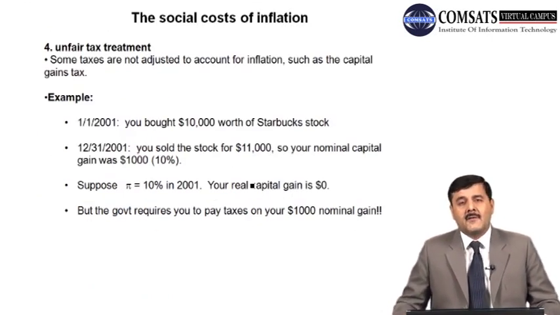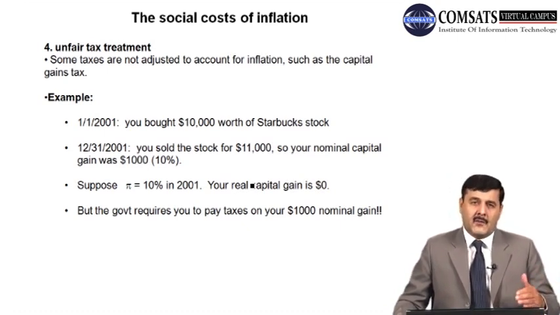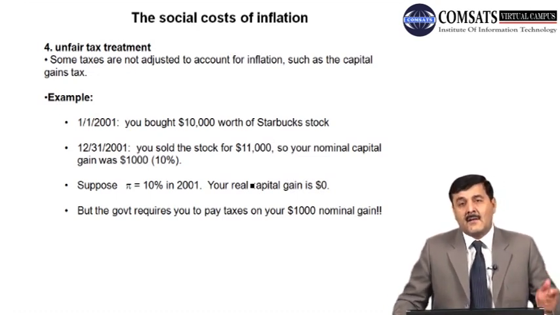Another sort of social cost is the unfair tax treatment. Now, some taxes are not adjusted to account for inflation. As we know, as we discussed in the beginning, inflation is basically known as an inflation tax, right? This is not exactly the same type of tax as the government imposes, direct and indirect taxes on individuals and on firms, to get revenue. This type of tax does not change the revenue of the firm, but it affects the purchasing power of the consumers, right? So the consumer has to pay whenever there is inflation in the economy.